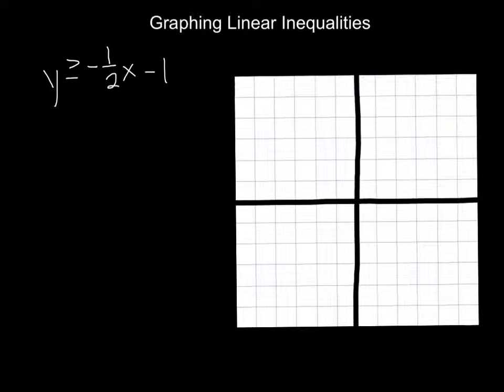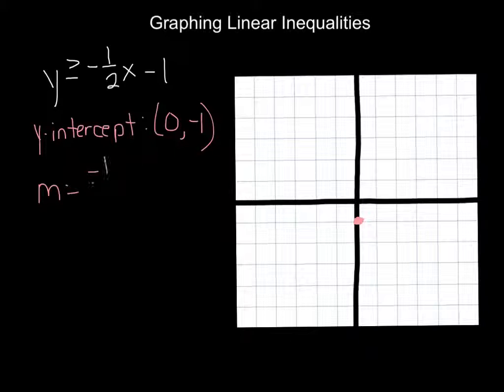Okay, graphing linear inequalities is very similar to graphing lines. We're going to start by looking for the slope and y-intercept. So our y-intercept here would be 0, -1. So we'll plot that point. And then our slope will be -1 over 2 or 1 over -2. So we can go down 1, right 2, or up 1, left 2.